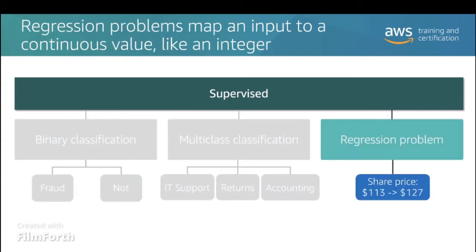There are also regression problems. In a regression problem, you're no longer mapping an input to a defined number of categories, but instead to a continuous value, like an integer. One example of a machine learning regression problem is predicting the price of a company's stock. For example, here a regression-based algorithm is predicting that tomorrow the stock price for a company will be from $113 per share to $127 per share.